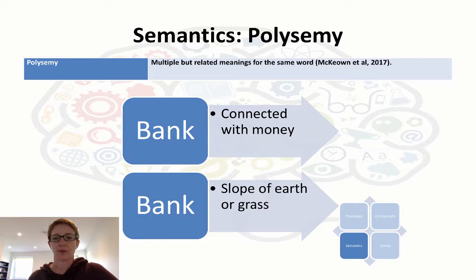So here we have the example bank, and we know of a bank that's connected with money. We know of a bank that's a slope of earth or grass, which is typically near the water. So these actually come from the same root, which means table. And so the bank is sort of talking about the physical building, and that you would pass that money across a table. That would be the bank. And then the slope of grass, if you picture a riverbank, is kind of a table above the water. So in this case, although it's the same word, it has multiple meanings. They do come from the same root.